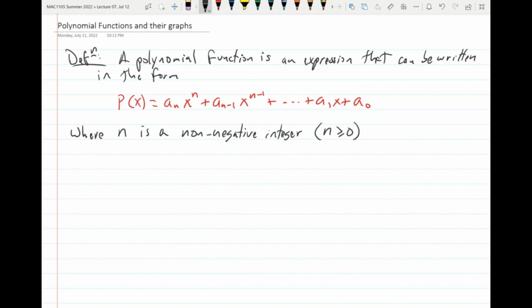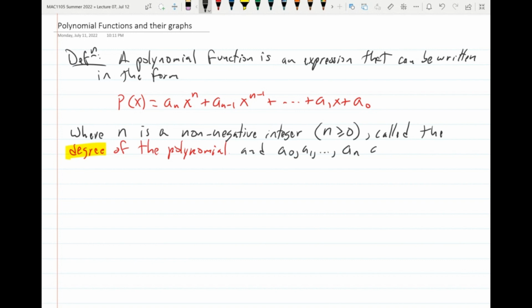So a_n is not equal to 0. We call this n the degree of the polynomial. Okay, this is the definition of degree, that number n. And a_0, a_1, all the way up to a_n are real numbers. Now, these could be positive, negative, fractions, whatever, okay? Just numbers. They could be 0 as well, okay?